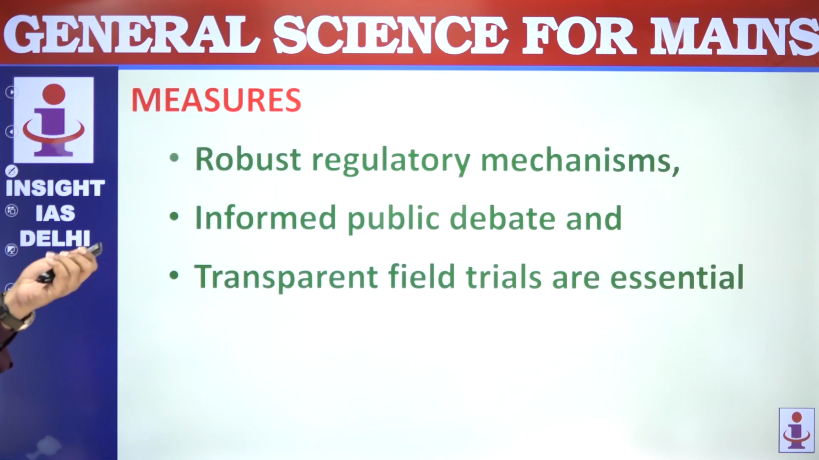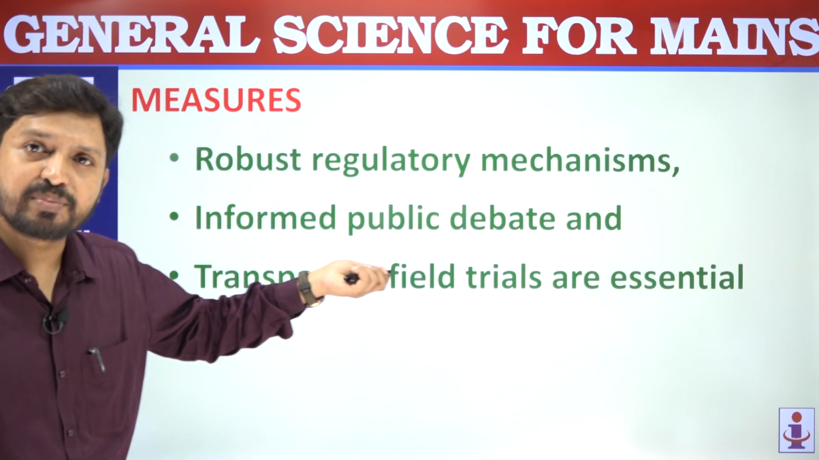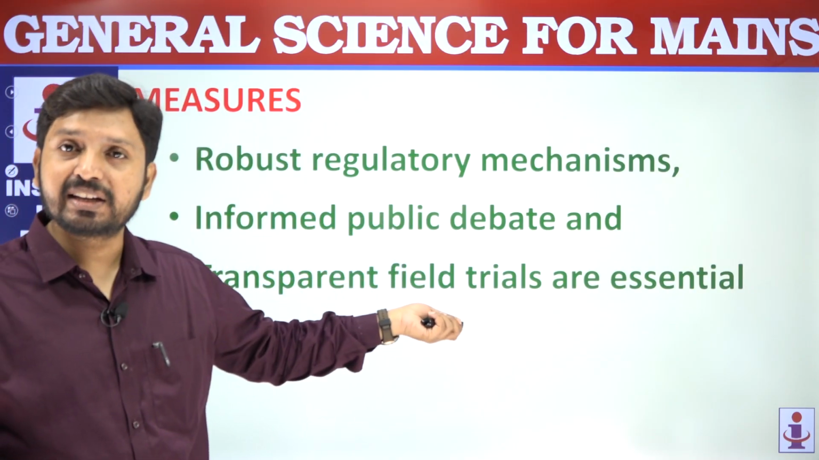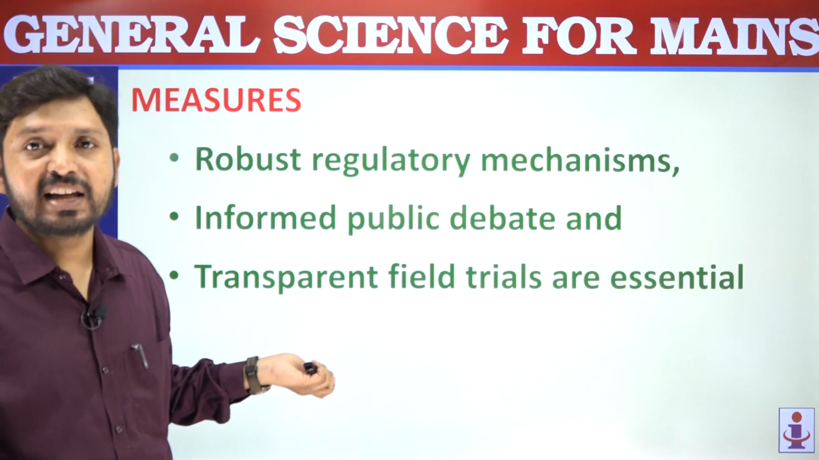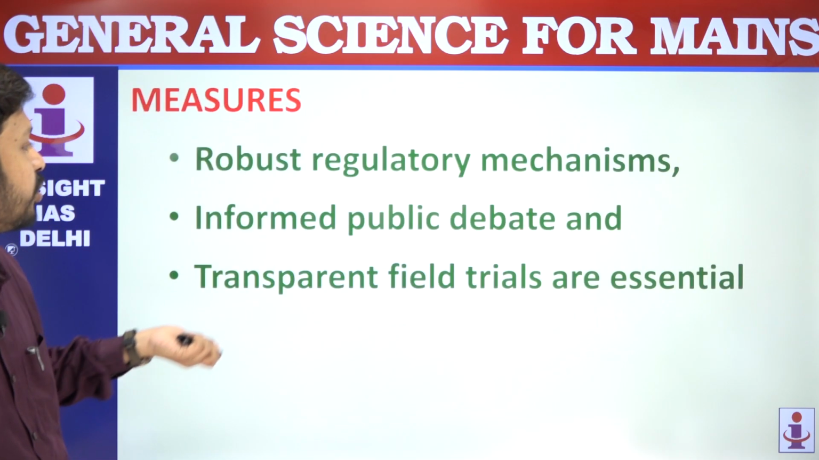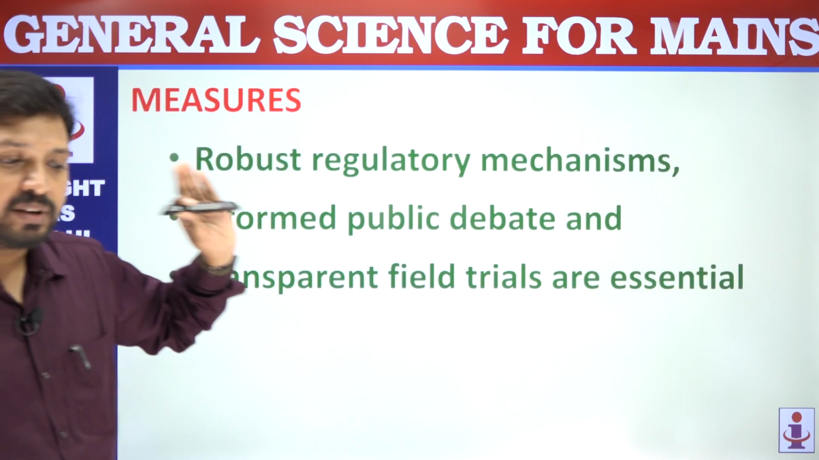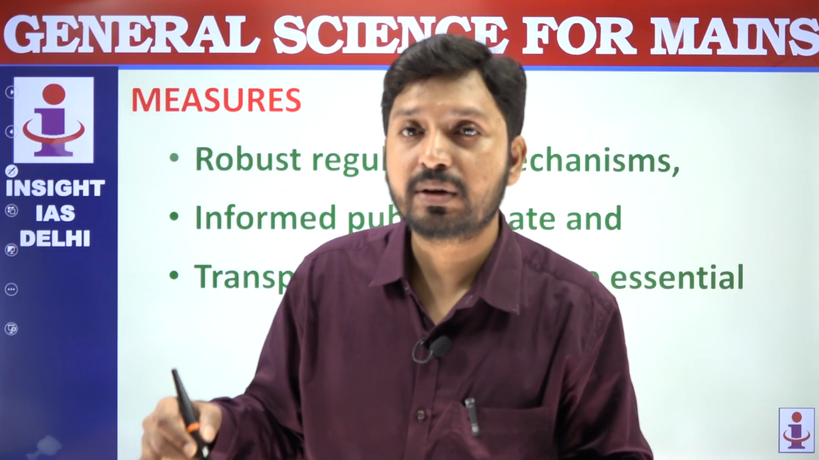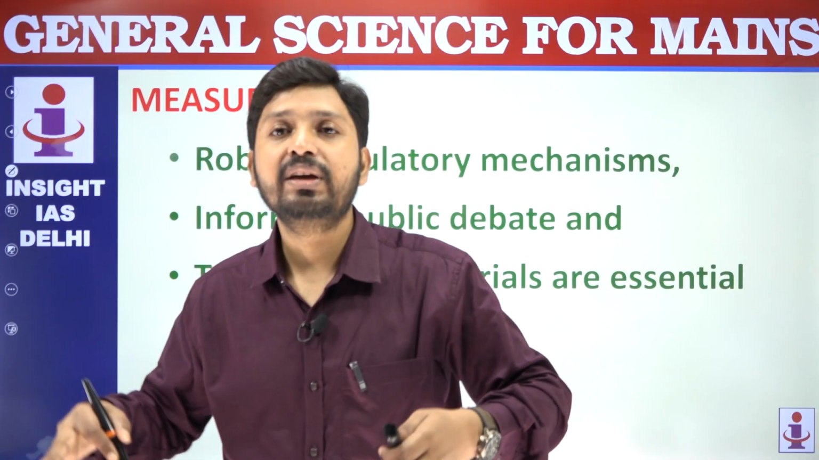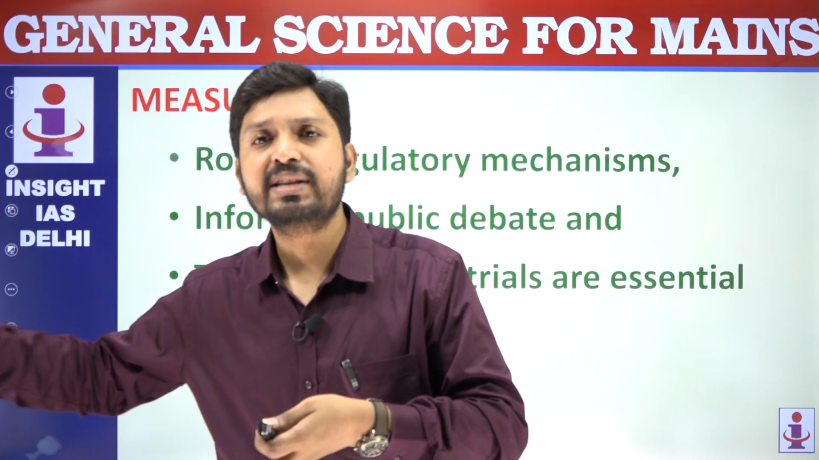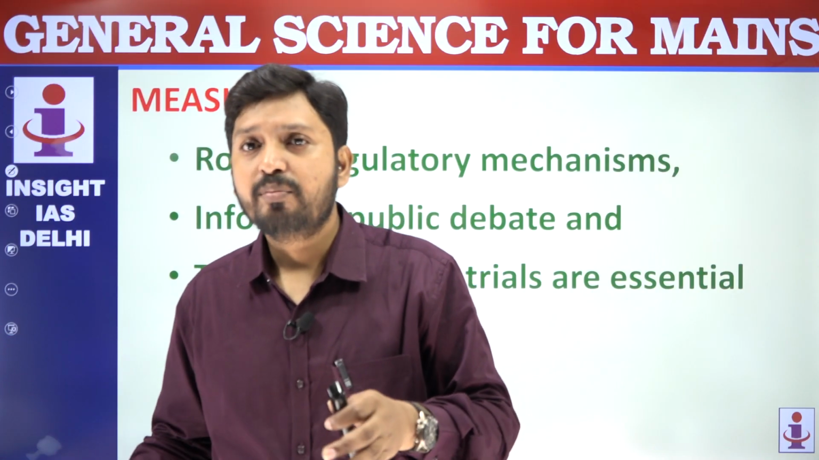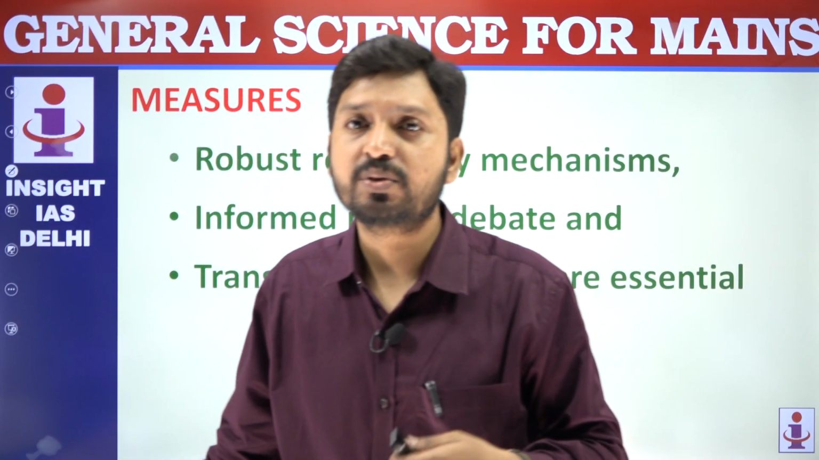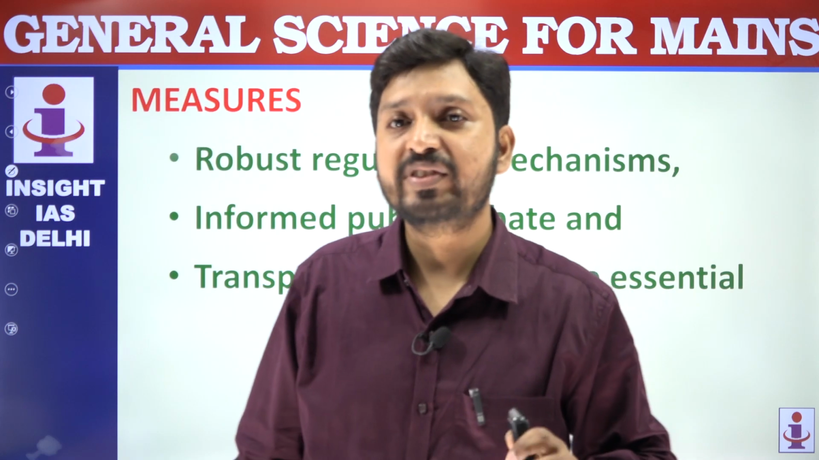Is it clear? So the measures we can take are: a robust regulatory mechanism has to be there, informed public debate has to be there, and field trials have to be conducted in a transparent and efficient manner. When we do all these things, we can see in future whether we can use these for consumption products or not, because right now we are majorly using BT cotton, and field trials are there for GM mustard. But we need to do more research, especially with respect to the concerns we have discussed, so that we will see in the future whether they can be introduced in the country or not.